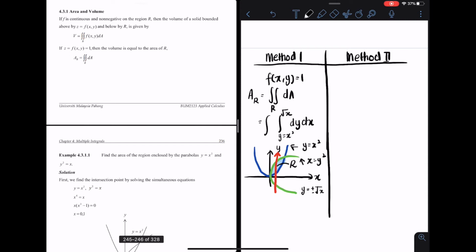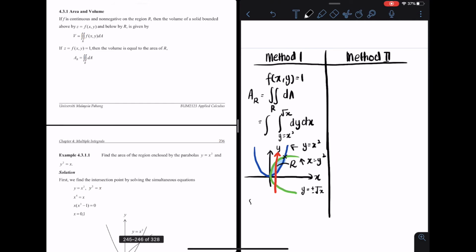To determine the limits with respect to variable x, I have to observe the region R. So right now, if you look carefully, these two curves eventually meet at 2 points. The first one, obviously, they meet at the origin, then they meet somewhere here. So right now we have to solve this problem simultaneously in order to determine the point of intersection.